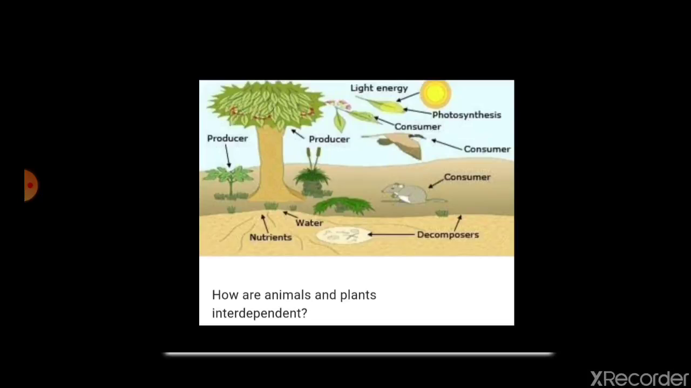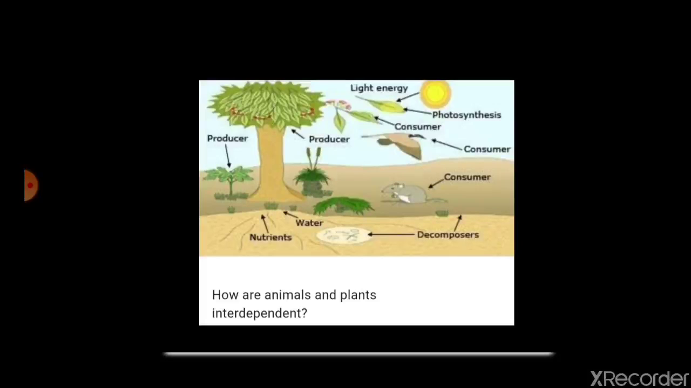Plants and animals are dependent on each other in many ways, such as plants are the source of food for all the animals and human beings. Animals also depend on plants for oxygen, for respiration. Plants are dependent on animals for carbon dioxide released during respiration, for photosynthesis.